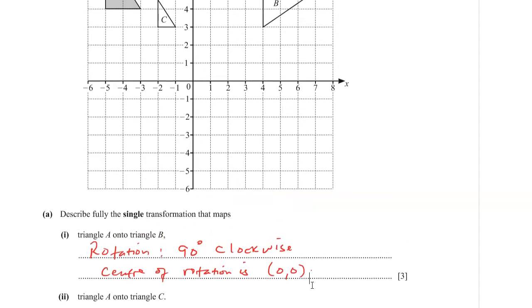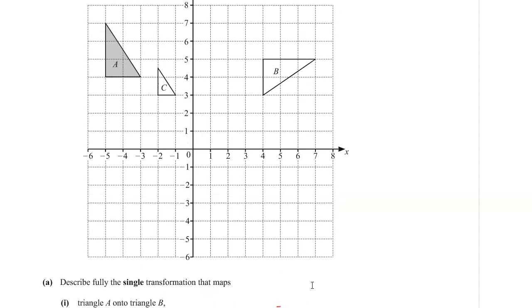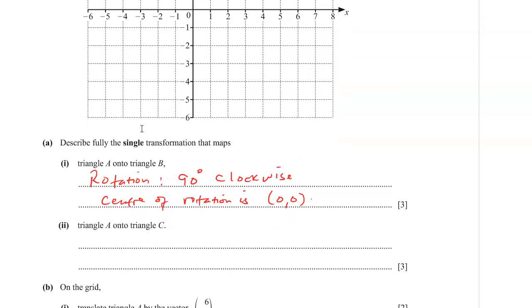Triangle A onto triangle C. You can use your ruler and draw lines joining the vertices of these two triangles like that, and continue. So draw another joining this, and where these two lines meet, that is the center of enlargement.